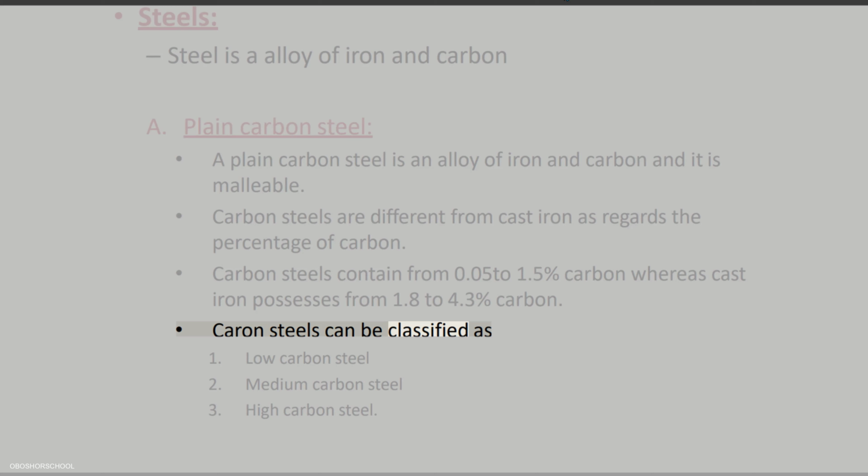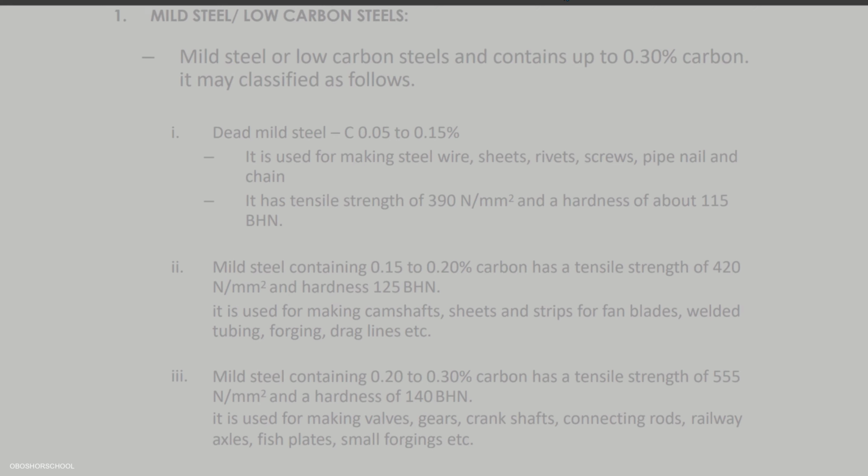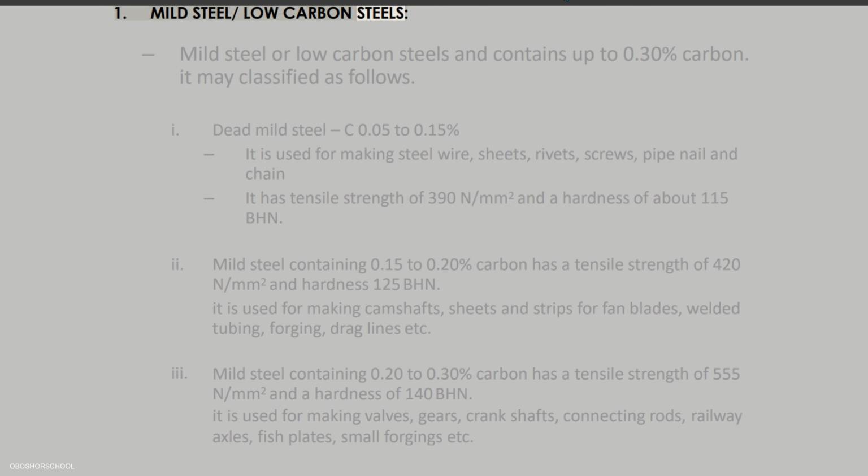Carbon steels can be classified as: 1. Low carbon steel, 2. Medium carbon steel, 3. High carbon steel. 1. Mild steel/low carbon steels. Mild steel or low carbon steels contain up to 0.3% carbon. It may be classified as follows.